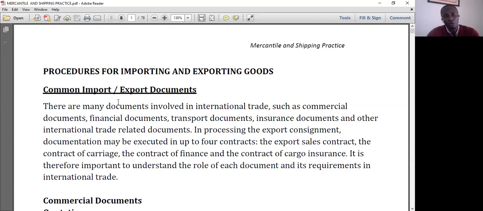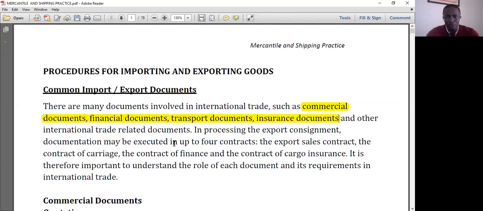So we want to see some of the common import and export documents. It is said that there are many documents involved in international trade. We can categorize them as commercial documents, financial documents, transport documents, and insurance documents. These are just groupings, and there are many other international trade documents.